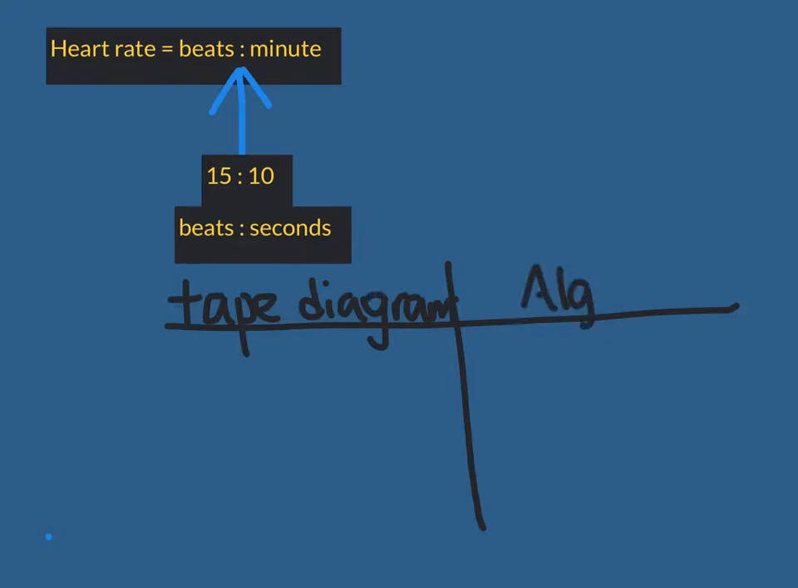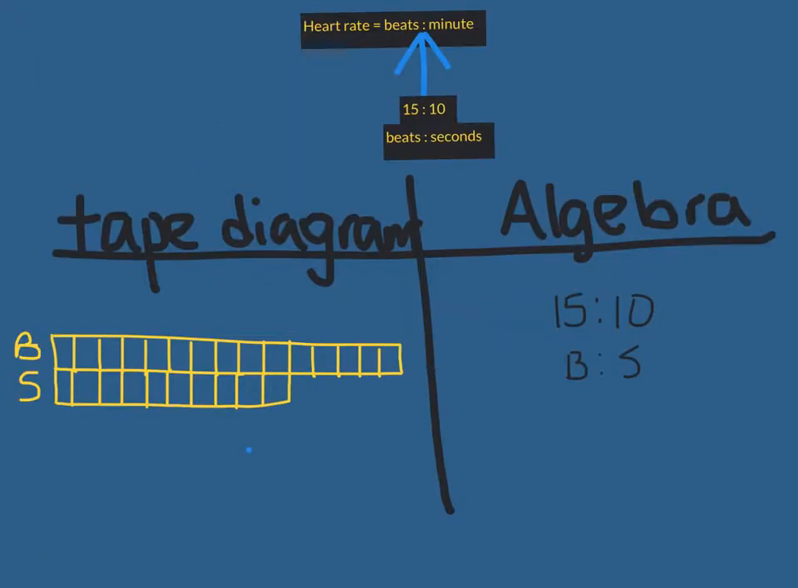So the algebra way is simply we have missing information. You've been doing algebra since first grade in different forms. And so what I want to look at here is the 15 to 10 ratio that I've created. It can be written like this right here. So 15 beats to 10 seconds. Now on the tape diagram side, I can show it in a model that looks like this, the tape diagram. So there's a section of 15, and we'll call that beats, and then there's a section of 10, and that is seconds. So I can either use a tape diagram or I could use algebra to solve this.